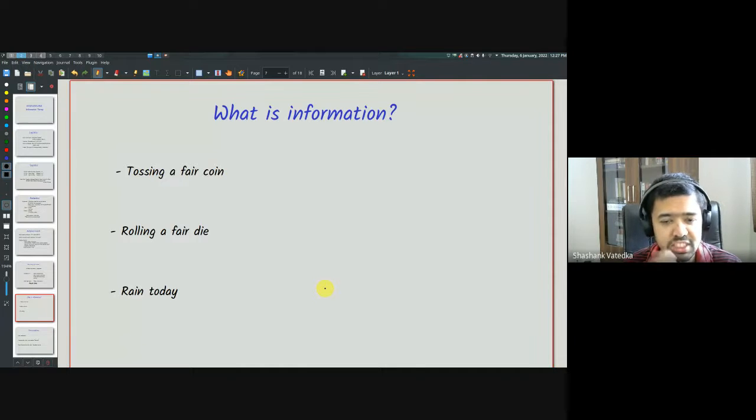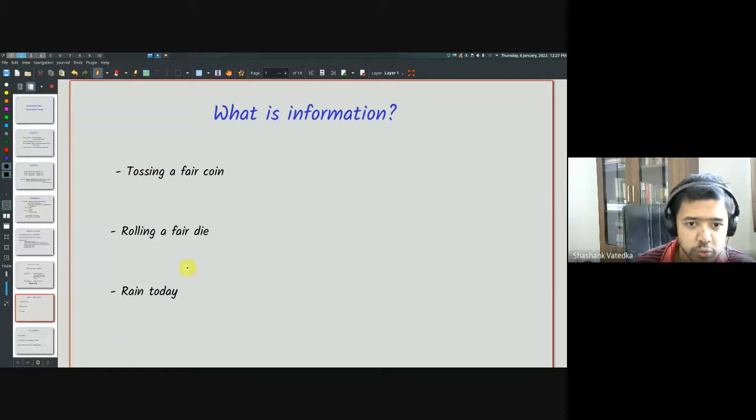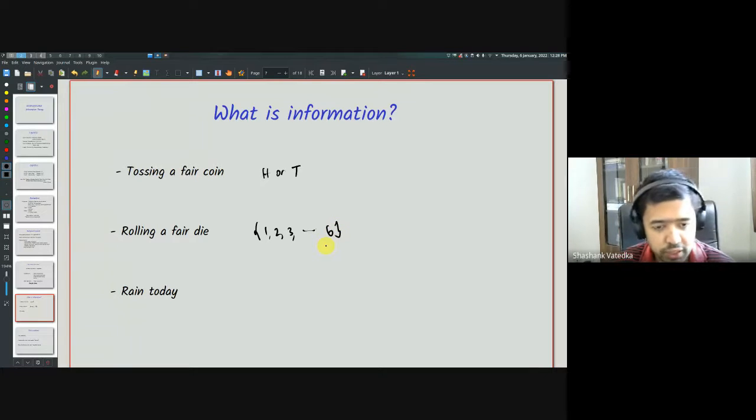Anyone? Just take a guess. Okay, so you understand what I mean by information, right? Intuitively, I have two different experiments. One experiment is I toss a fair coin and I tell you whether the outcome is a head or a tail. In the other, I roll a die and I see which face comes up on top. It can be 1, 2, 3, 4, 5, or 6. There are 6 outcomes to this particular experiment.